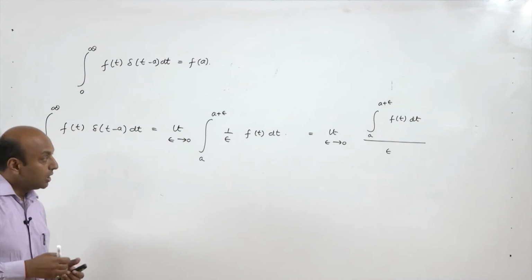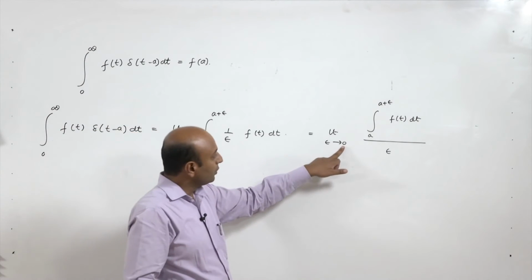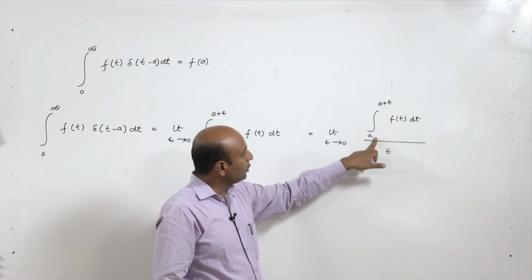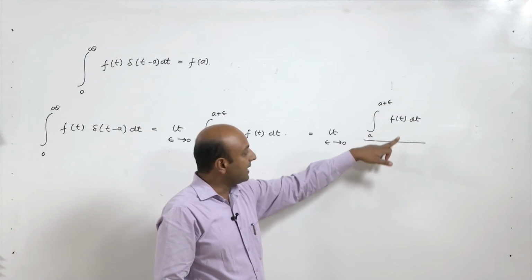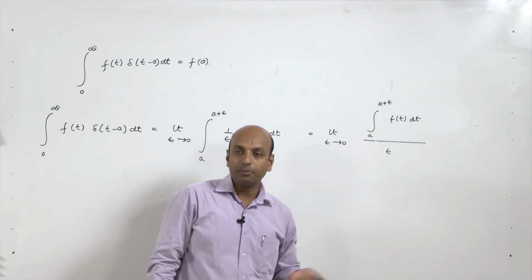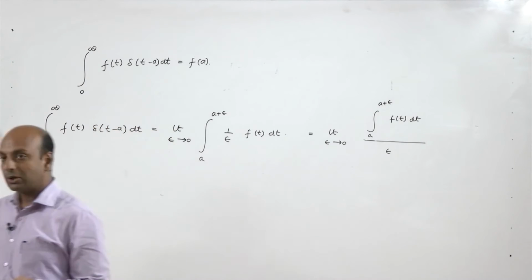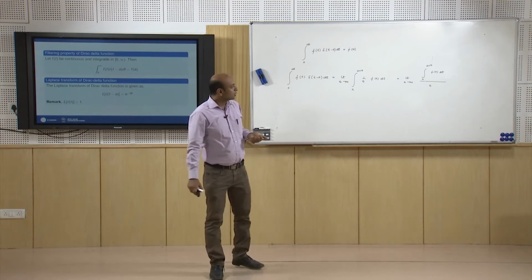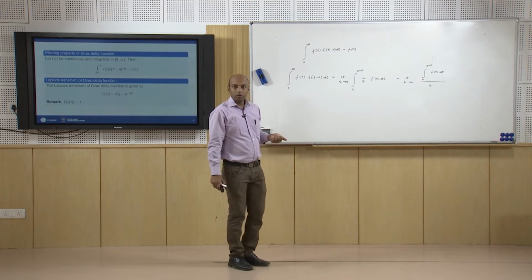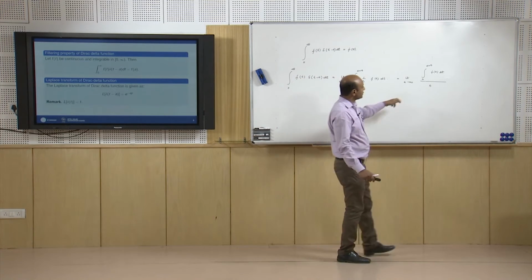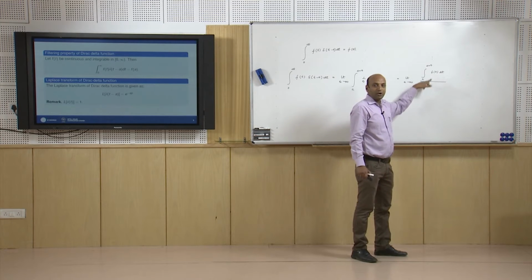Okay. Now, when epsilon tends to 0, this is a to a, that is 0, and this is 0. So, this is 0 by 0 form and the function is continuous and integrable. So, we can apply L'Hospital rule to find out the value, because it is 0 by 0 form. So, we can apply L'Hospital rule.